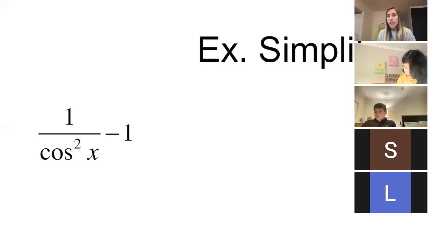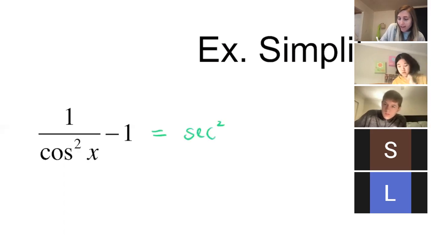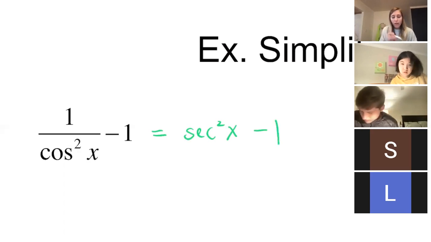Does anyone have any ideas? Oscar. 1 over cosine squared is just secant squared. It is. Okay, let's go with this. We'll go with this. Secant squared. So we can rewrite that 1 over cosine squared as secant squared.